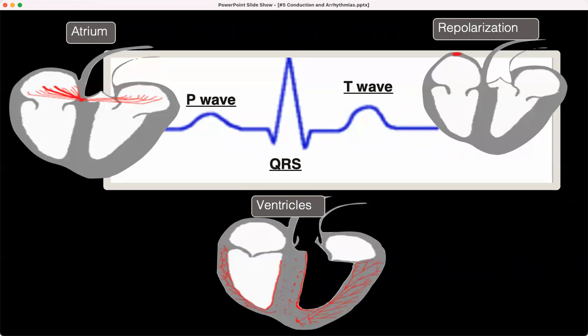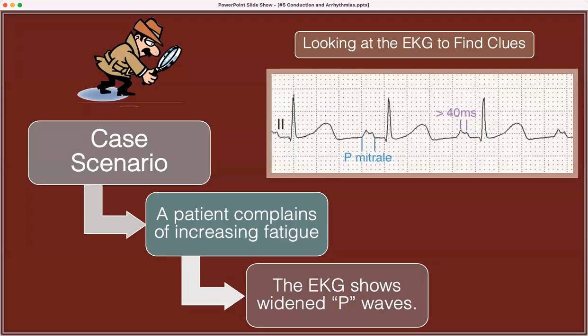This is just showing a still photo of what you just saw in the video, where the P wave captures both atria, the QRS, the ventricles, and the T wave is repolarization of the ventricles. The atria do have a repolarization, but the waveform gets hidden in the QRS complex. So you can find lots of things going on in the heart by looking at the EKG.